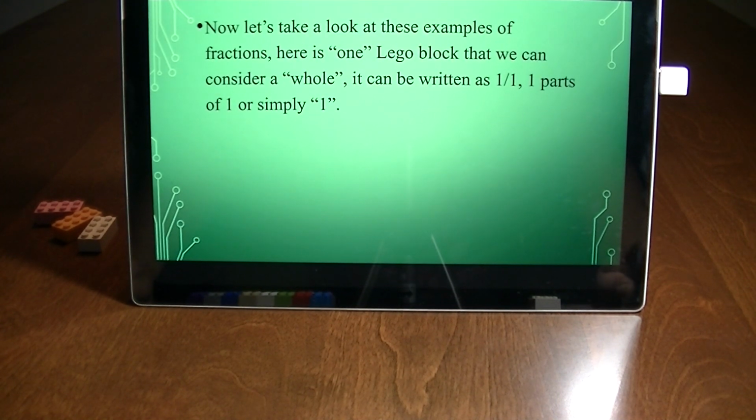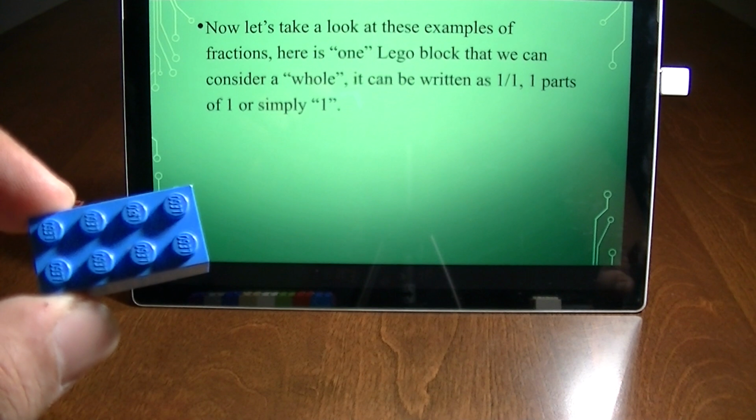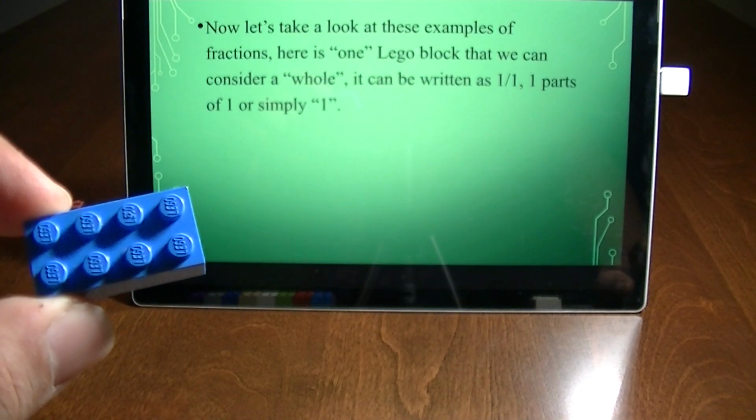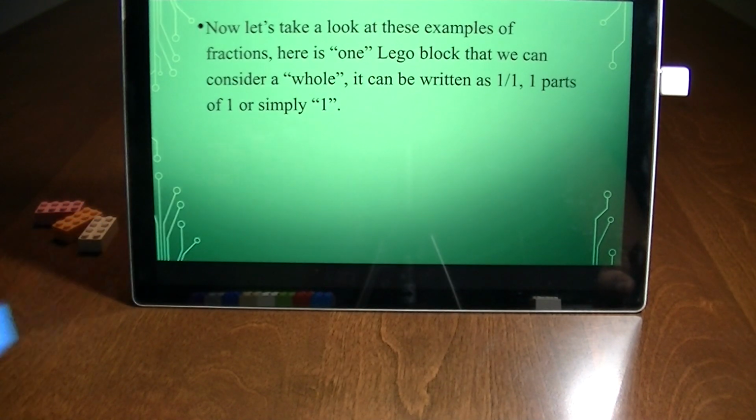Now let's take a look at these examples of fractions. Here's one Lego block that we can consider a whole. It can be written as 1/1, 1 part of 1, or simply 1.